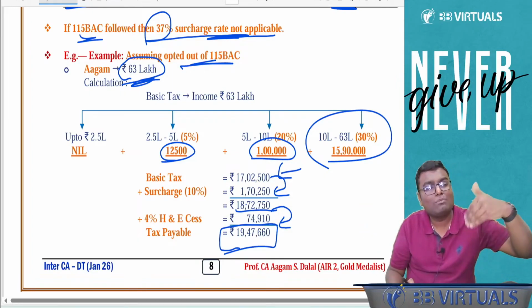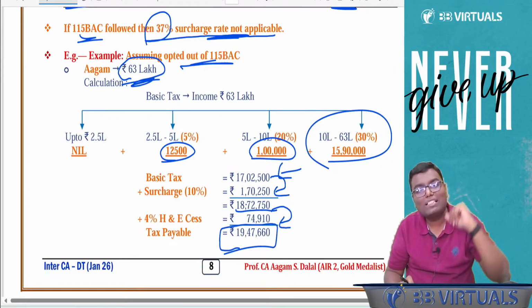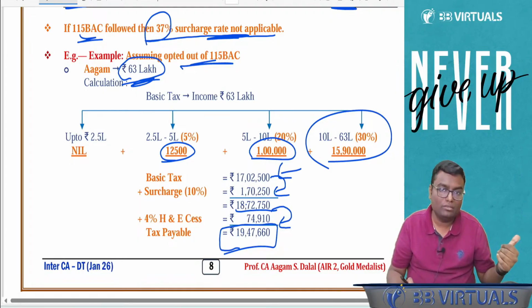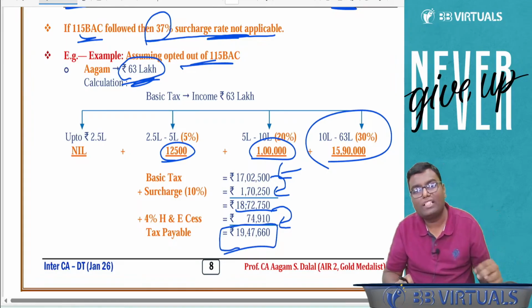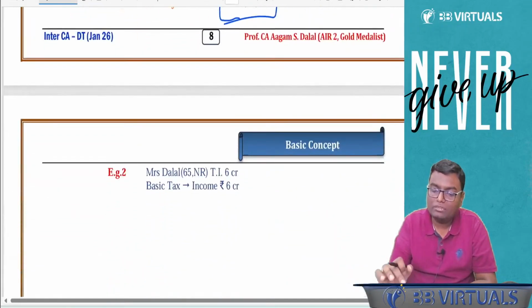Like your total income is more than 5 lakh but less than 50 lakh. So can I say neither rebate applicable nor surcharge applicable? If income is up to 5 lakh, then what will apply? Rebate, provided you are a resident individual. If your income is more than 50 lakh, what will apply? Surcharge.